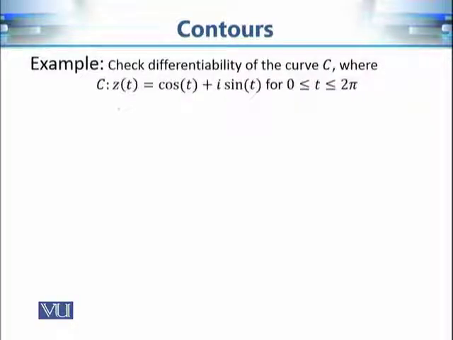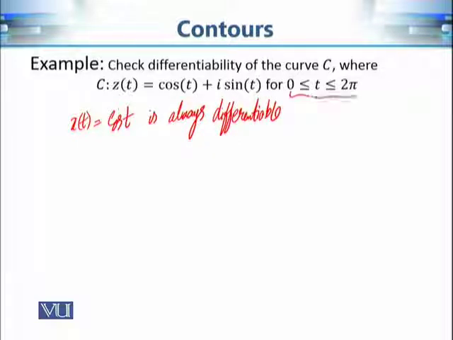Now let's check the differentiability of the following curve. x(t) is cosine t, y(t) is sine t, and we know that x(t), which is cosine t in this case, is always differentiable. So that's why we can say that this is a differentiable function on this interval as well.